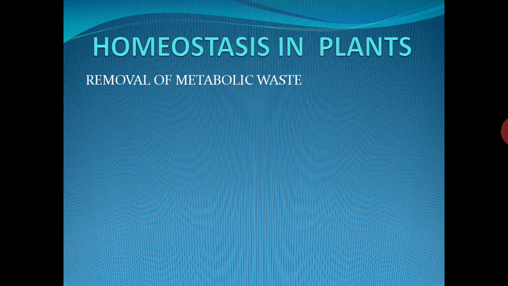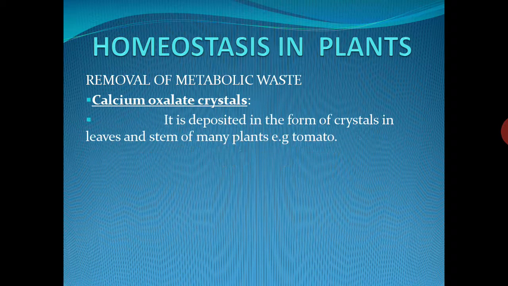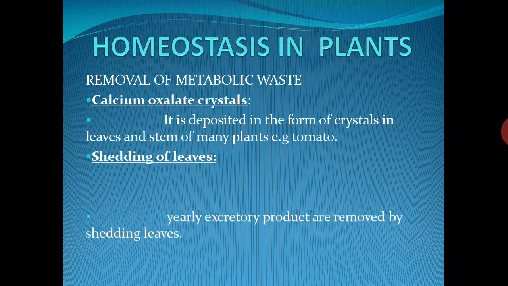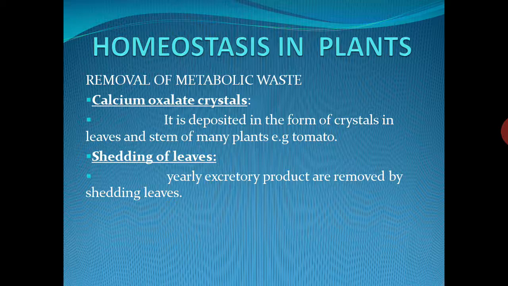Removal of metabolic waste. Calcium oxalate is deposited in the form of crystals in leaves and stem of many plants like tomato. Plants deposit their waste material in leaves. When they shed their leaves yearly, they get rid of this waste material.